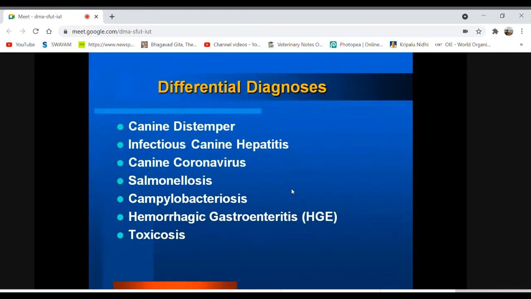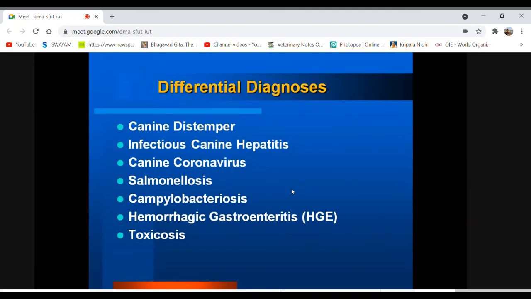And lastly, differential diagnosis. You may come across some similar diseases, which we have already discussed: canine distemper and infectious canine hepatitis. These two are very common, and you may most commonly come across them along with this disease, and it may be confused, okay. That's why you should go for differential diagnosis to rule them out. Others are canine coronavirus infections, salmonellosis, campylobacteriosis, hemorrhagic gastroenteritis, and toxicosis.